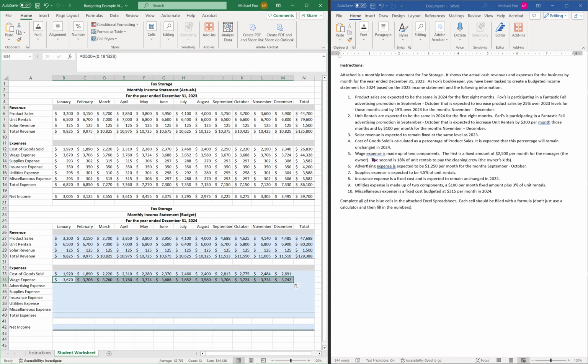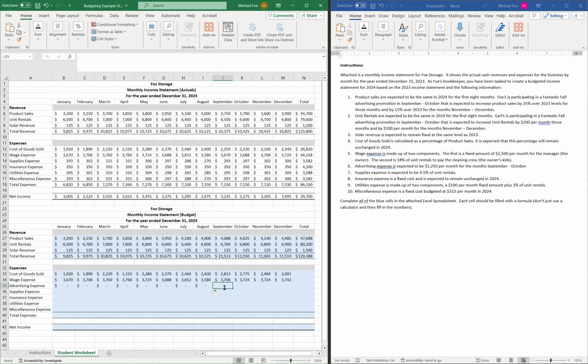All right. Number 6 is our advertising expense, and it's expected to be $12.50 per month, but just for the months of September and October. So I'm going to go ahead and I'm going to put 0 in here for January through August.